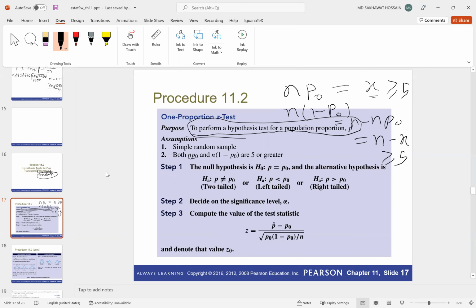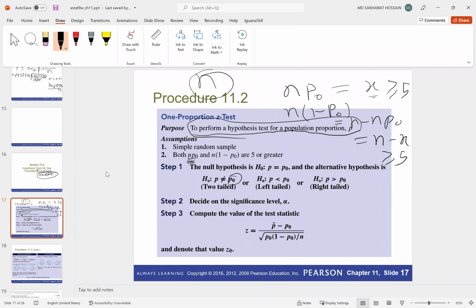Okay, so you need to just take n times p0. So you will be given the sample size and you know the hypothesized value p0. So you will multiply n with the hypothesized value, n times p0, to check if this is greater than or equal to 5, and you will also multiply n with 1 minus p0. If both of them are greater than or equal to 5, then you can use the z-test. Otherwise, you cannot use the z-test. The z-test is not appropriate in that case.